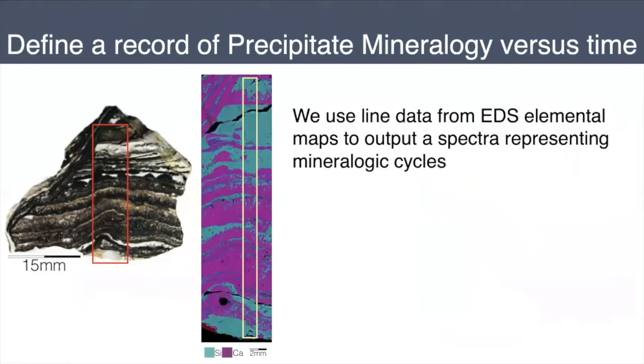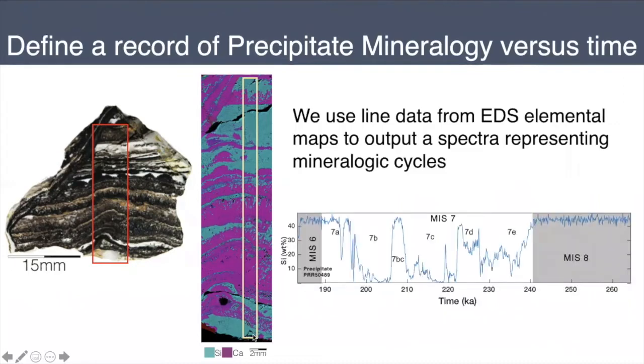And so to take that a step further and to define a record of precipitate mineralogy versus time, we use energy dispersive spectra, or EDS elemental maps. Here's a map of silicon versus calcium, silicon in blue, calcium in purple. Those represent opal and calcite layers respectively. And we take line data across these mineralogic boundaries from this EDS map, and we are able to have a time series representing mineralogy versus time.